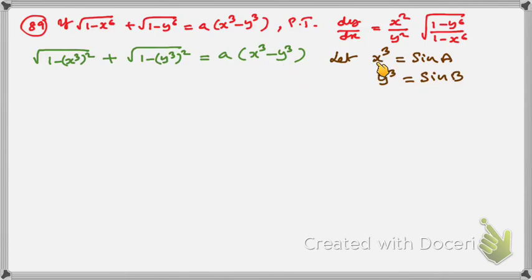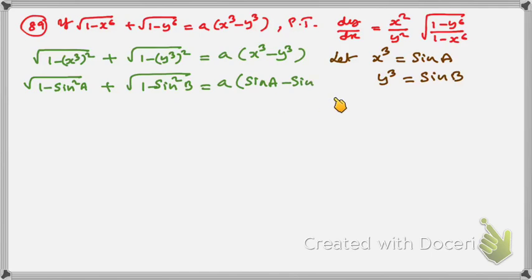So I'm going to choose this time x cubed equal to sine a and y cubed equal to sine b, and it works because this is going to be root of 1 minus sine square a plus root of 1 minus sine square b. So 1 minus sine square a and 1 minus sine square b have nice results. That's the reason why we picked this particular substitution. So my question now looks like this: root of 1 minus sine square a, plus root of 1 minus sine square b, is equal to a into (sine a minus sine b).